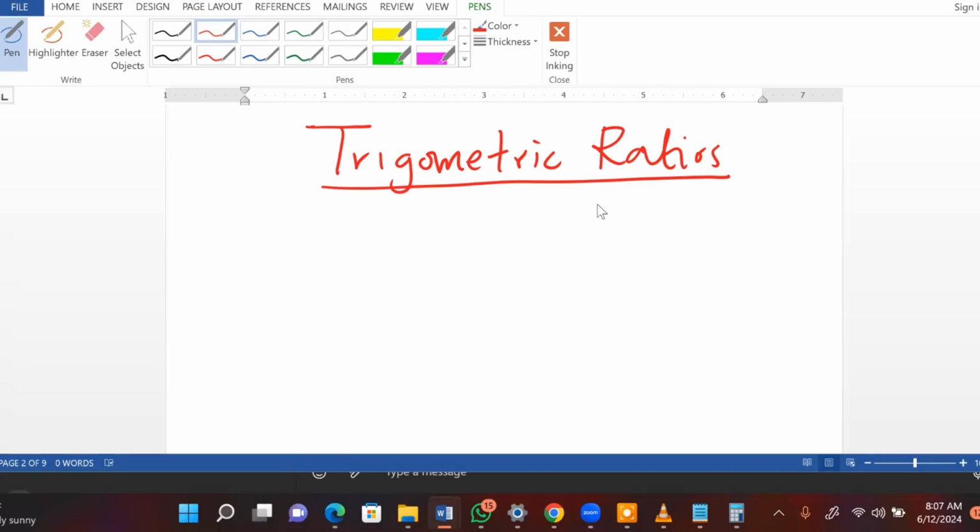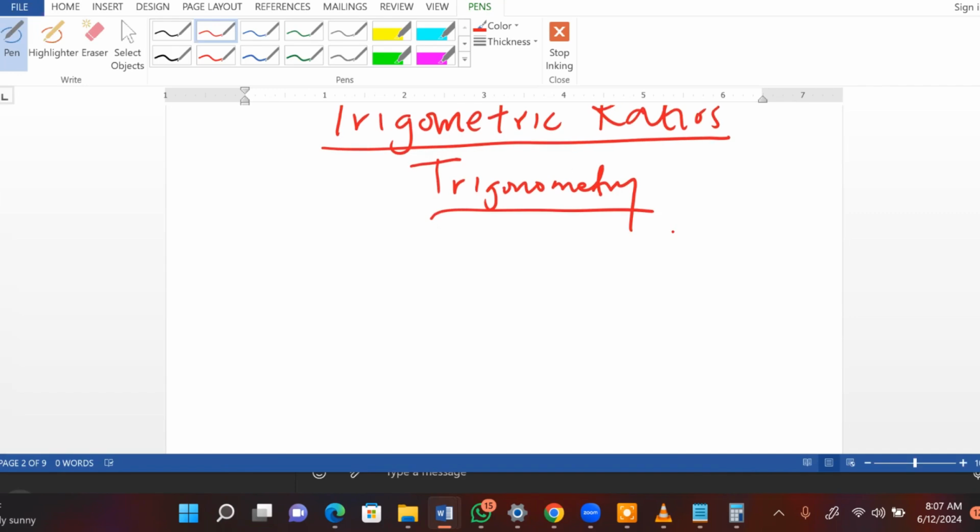So trigonometric ratios, or sometimes you can call it trigonometry. Now, when we talk about trigonometric ratios, the basic ones that we have are sine, cosine, and tangent. These are the three basic ones. There are more than this, but this is just the beginning for this level, so we will not go beyond this.